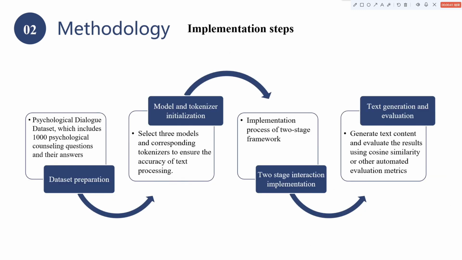And the implementation we divide into four parts. First is to construct a dataset of 1,000 psychological counseling questions and answers. After that, we will analyze the models and their recognition that we use to test our framework. Third is to use our framework to get the responses we need. In the end, we will evaluate the text generation.